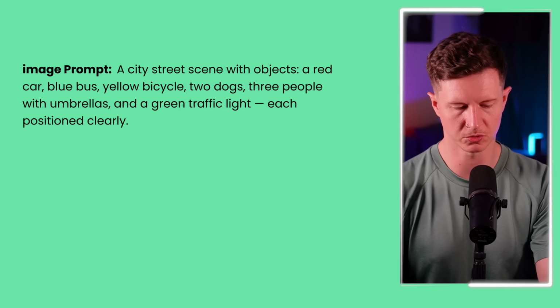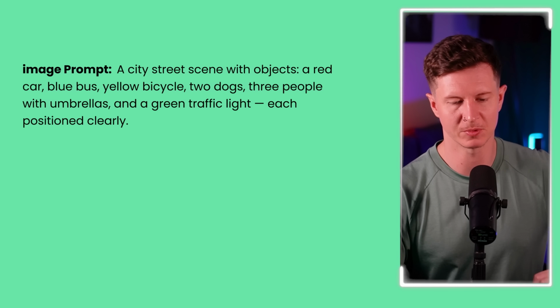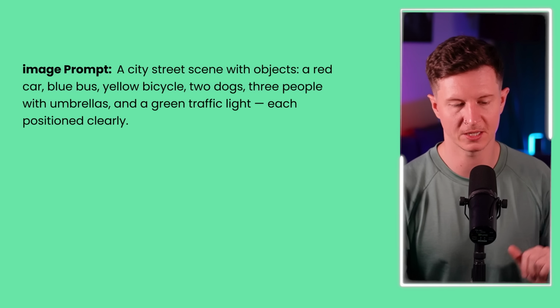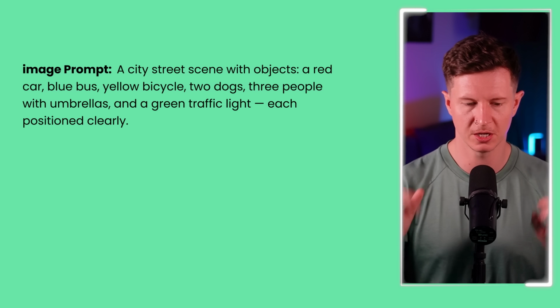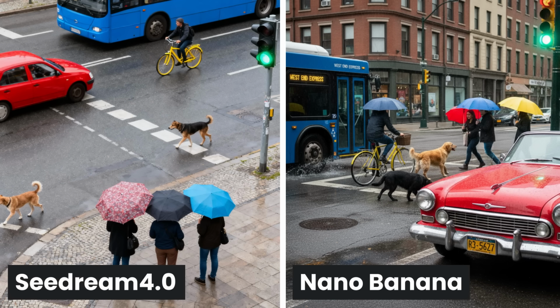This is round 2, and we're going to challenge these two models with a prompt: a city street scene with objects, a red car, blue bus, yellow bicycle, 2 dogs, 3 people with umbrellas, and a green traffic light, each positioned clearly. Now, here we are testing the ability to intricately include a number of different specific objects. And the most important thing that we are looking out for is that it gets every object that we've asked for. So let's go through and count the objects, and excellently portrayed.